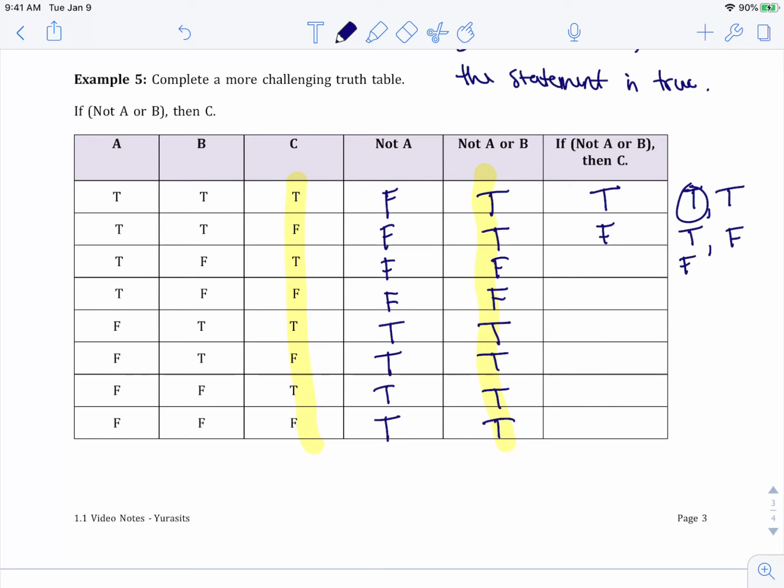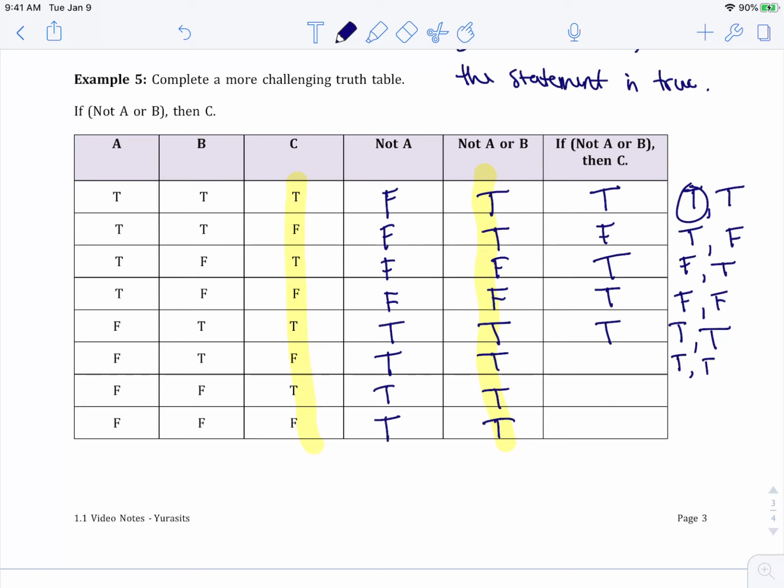This says if false, then true. Okay, well, if my hypothesis is false, then yeah, it's true, because I don't know what to go off of. I don't have enough information. If false, then false. So that's going to also be true since my hypothesis is false. If true, then true. Well, my hypothesis is true and my conclusion, so I take on the truth value of my conclusion.